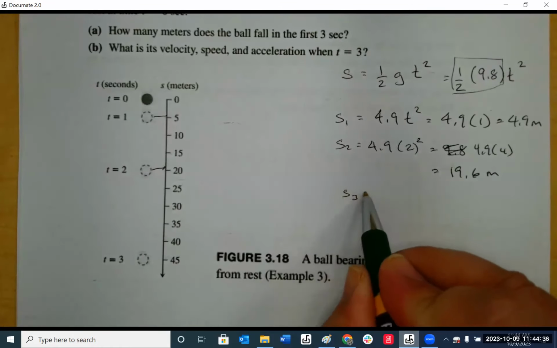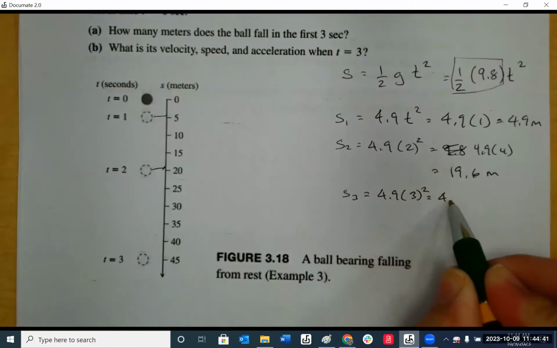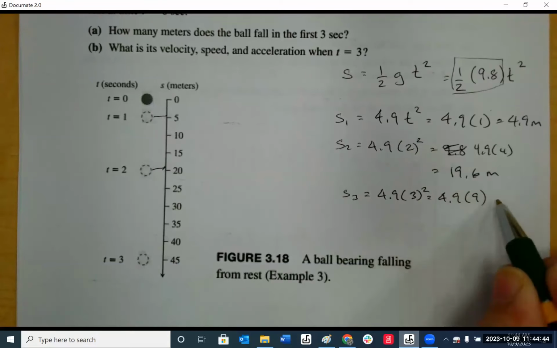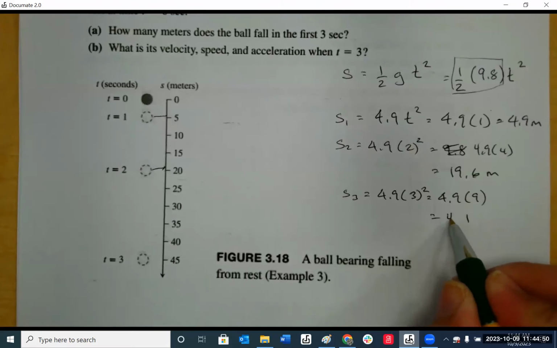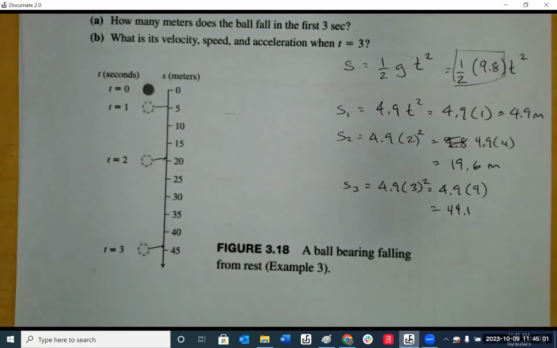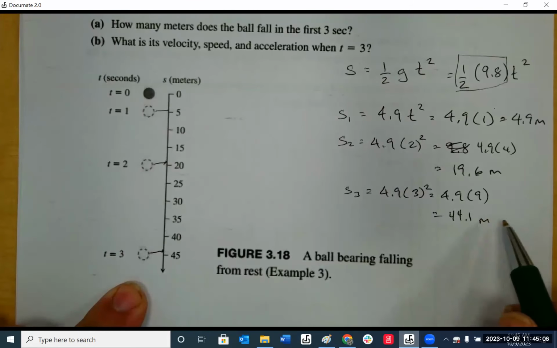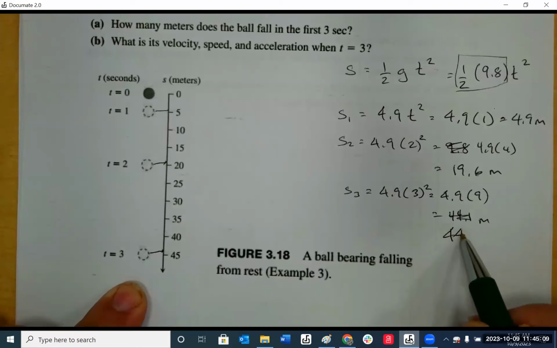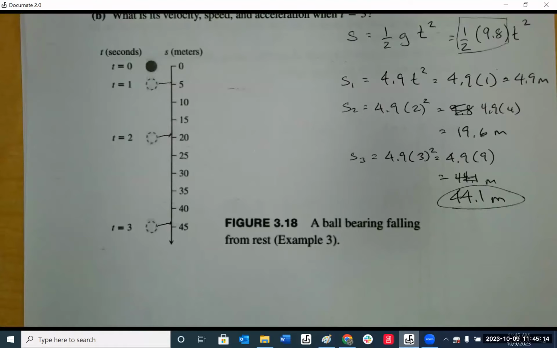And then at S3, we have 4.9 times 3 squared, 4.9 times 9, which is 44.1. So during the first 3 seconds, it fell a total of 44.1 meters. That's A.